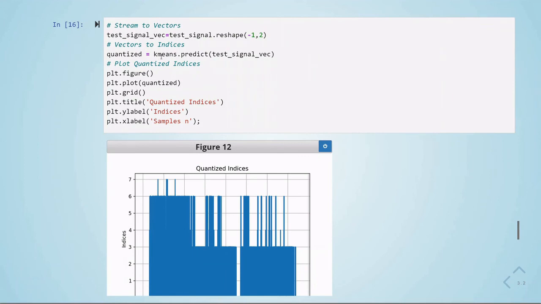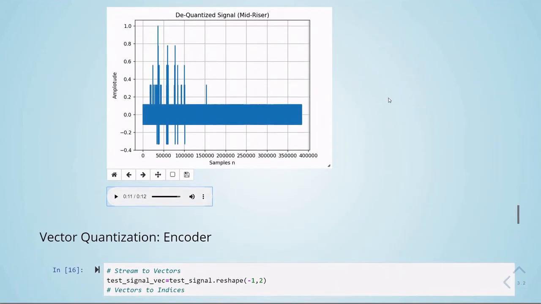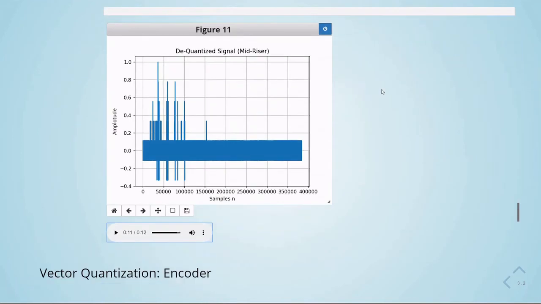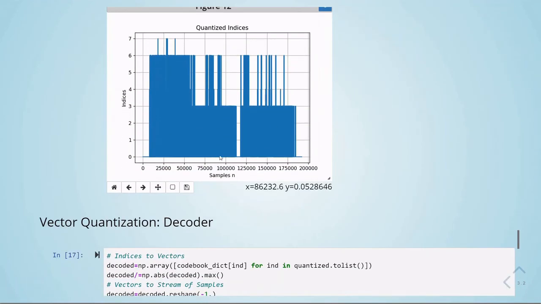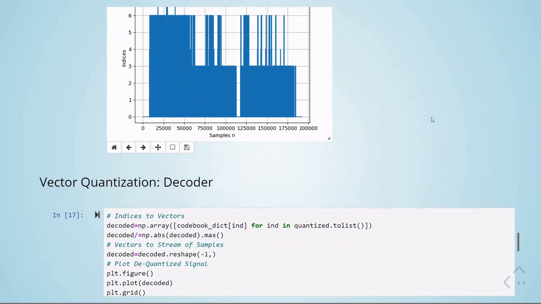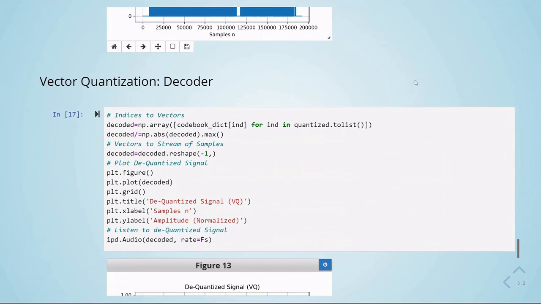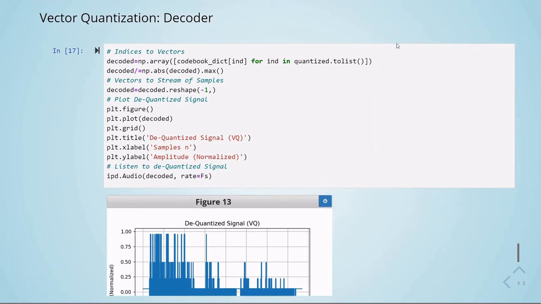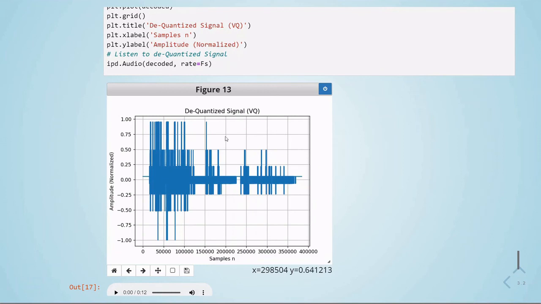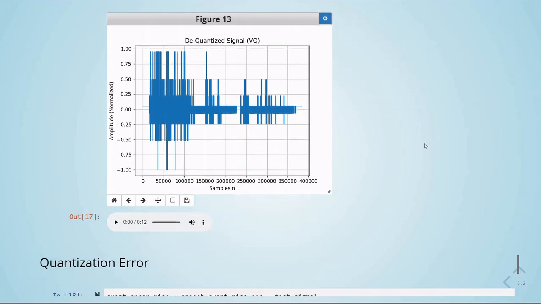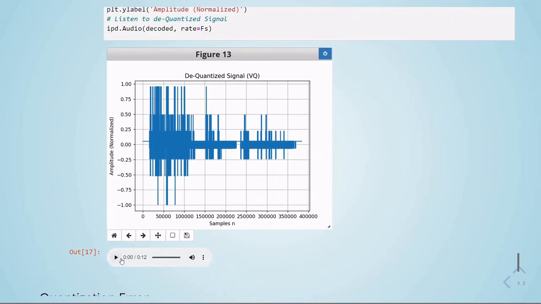So we had our code book, and now I'm encoding the Number of the Beast. So this is the encoded signal. These are the indices transmitted. Now we decode using the same code book, and then we get something like this. And then let's listen to it.